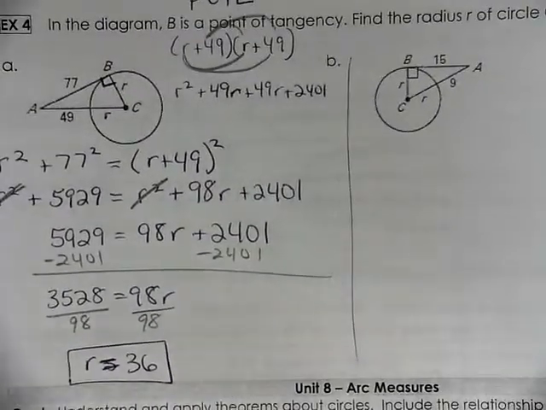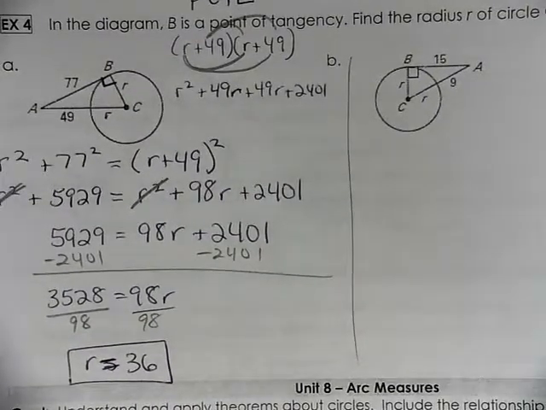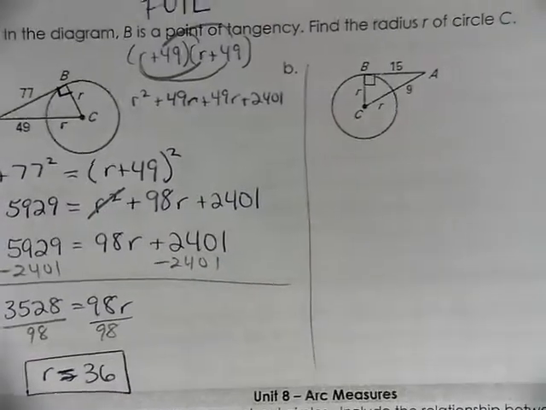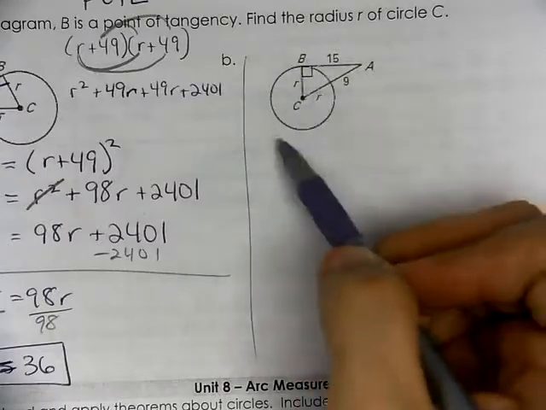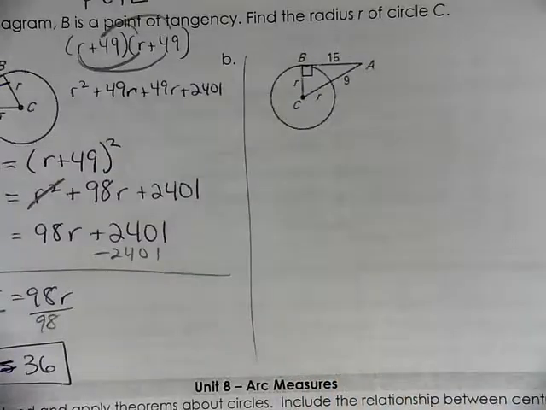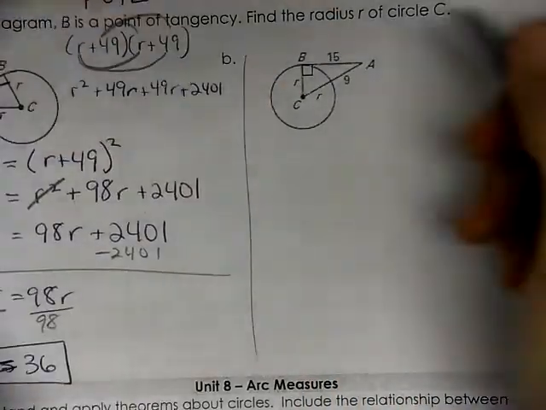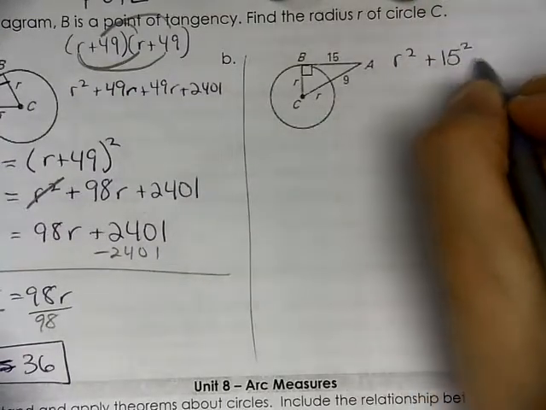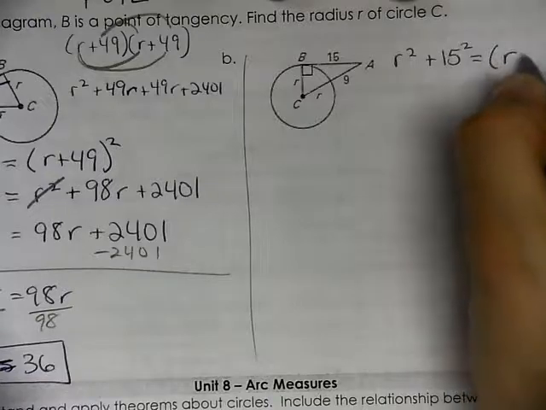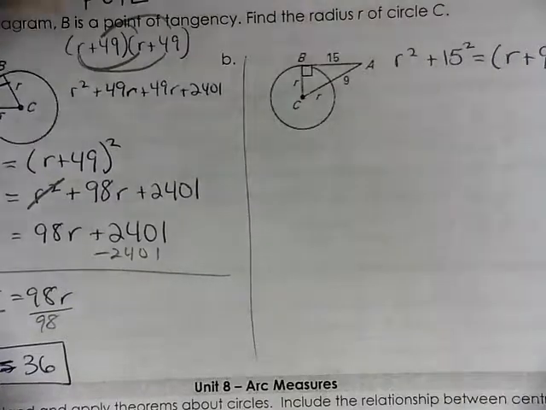This takes some getting used to, but we're going to do a lot of these problems before your quiz next Wednesday. So, B is the point of tangency. You're trying to figure out the radius. So here you're going to have R squared plus 15 squared equals R plus 9 squared.